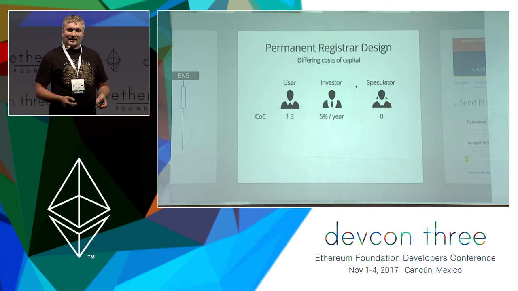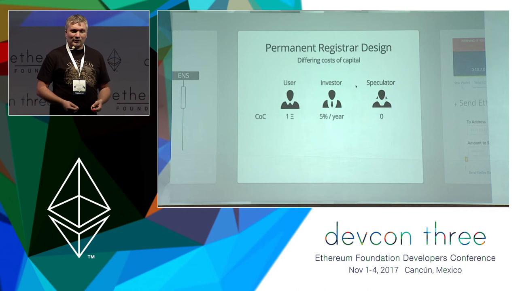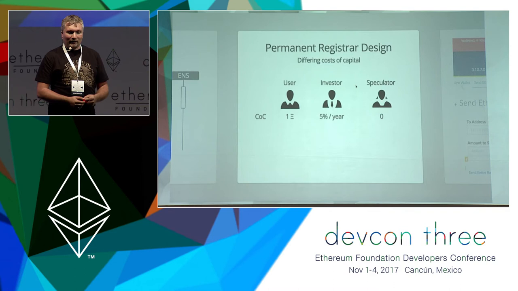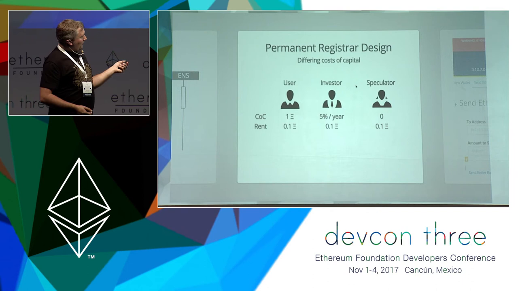On the other hand, you have the investor who is looking for some way to invest their ether. And the cost to them is effectively the opportunity cost of not being able to use it for other things. And finally, you have the speculator who would be holding ether regardless, and they see ENS names as an almost risk-free way to hold their ether. So our conclusion from the workshop is that we should transition to a rent-based model. In a rent-based model, every name has an annual fee, which is assessed continuously, and as a result, everyone has effectively the same cost for holding a domain.